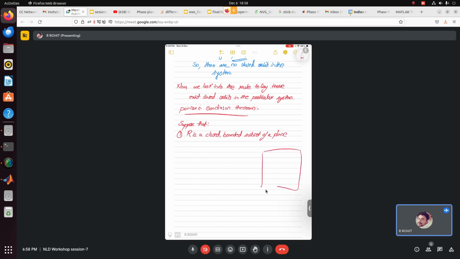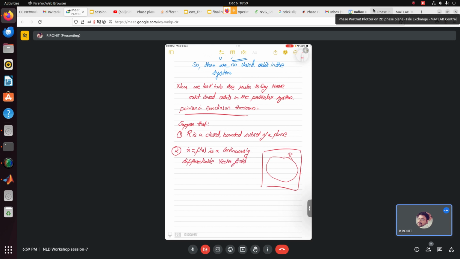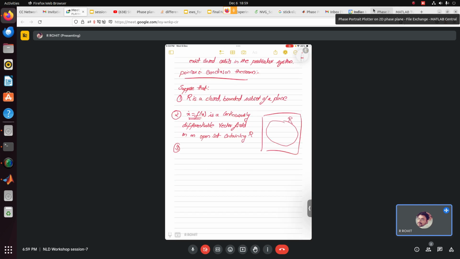So you have a plane and you have a region R which is a closed bounded subset within that plane, and if you are having such a region R and x dot is equal to f of x is a continuously differentiable vector field on an open set containing R. So it should be a continuously differentiable function such that it can move smoothly inside this region R.